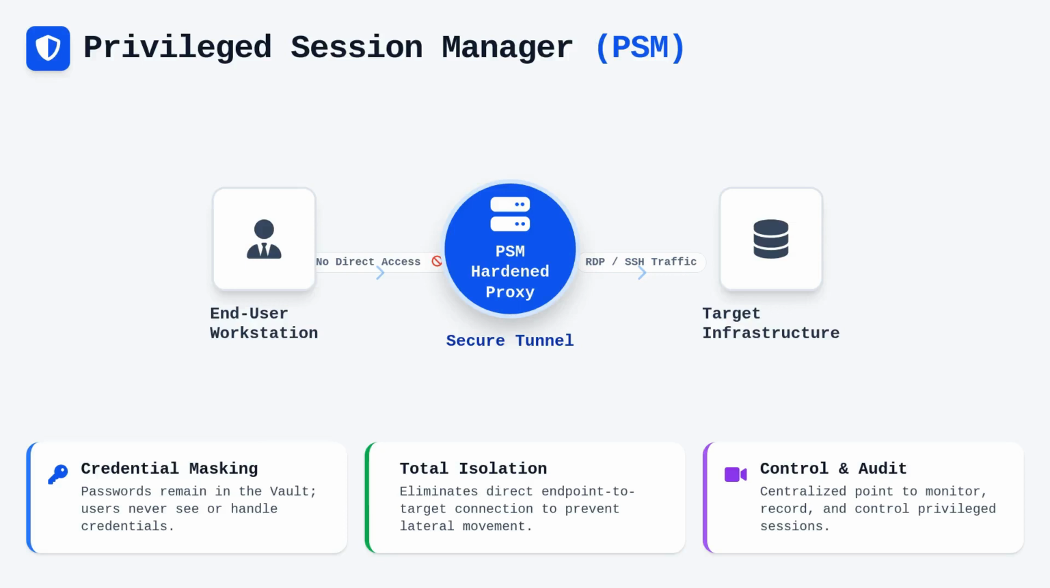From an architectural perspective, the PSM sits between the end user and the target infrastructure, intercepting RDP or SSH traffic. When a user requests a session through the Password Vault web access, the connection is brokered by the Vault and initiated by the PSM server. This process involves the PSM building a secure tunnel, which effectively masks the credentials from the end user. Because the end user never sees the password, we successfully eliminate the risk of credential theft or exposure on the endpoint. This proxy mechanism is the foundation of the CyberArk session management strategy, creating a clean boundary that we can monitor, record, and control with granularity.